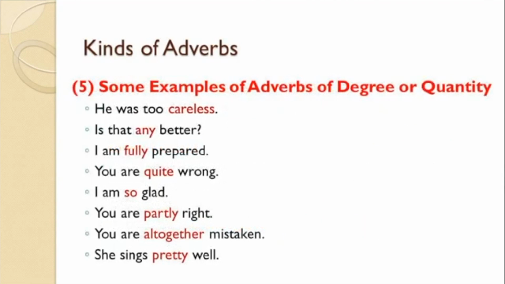Let's have some examples of adverbs of degree or quantity to understand it in a better way. He was too careless. Is that any better? I am fully prepared. You are quite wrong. I am so glad. You are partly right. You are altogether mistaken. She sings pretty well. In these examples, the words too, any, fully, quite, so, partly, altogether, pretty are examples of adverbs of degree as they are telling us about the intensity of the event.